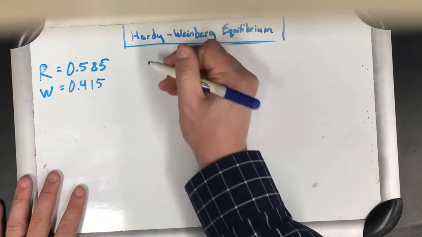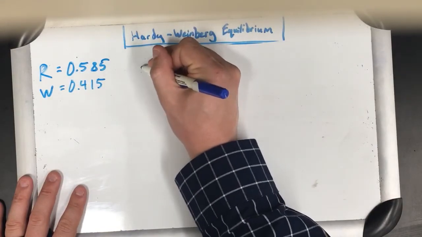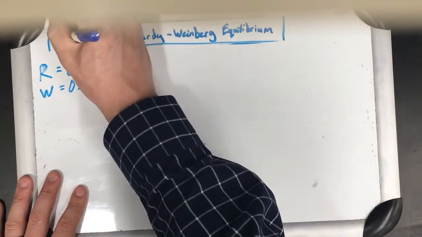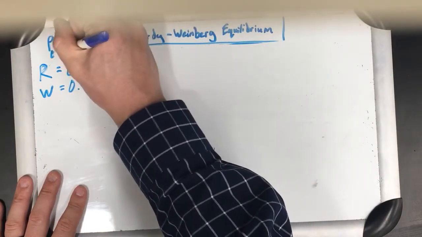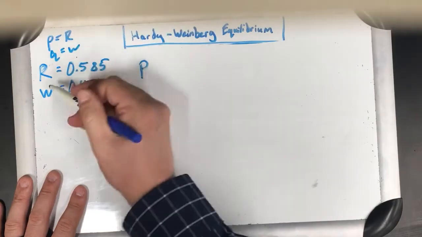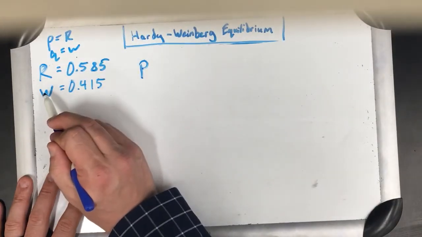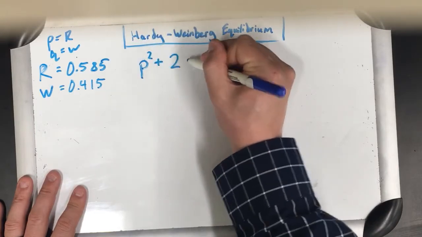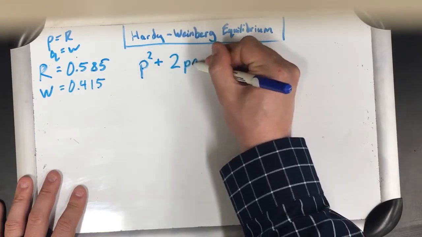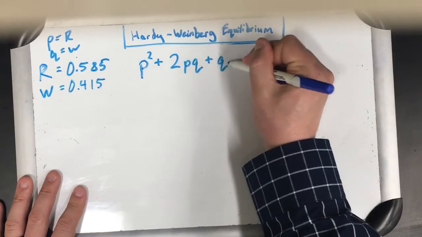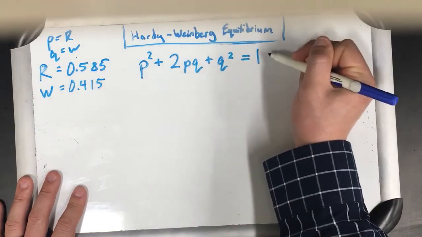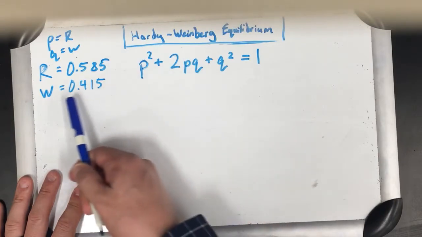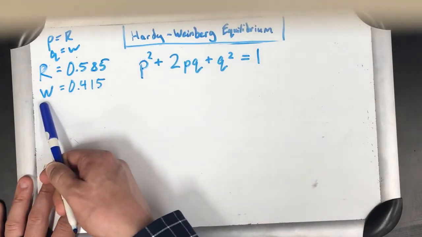So let's compare these numbers here. Over here, you'll see this equation written like this. In this case, let's say P equals R, Q equals W, because remember, the alleles are going to change, but the equation itself is always going to be written like this: P squared plus 2PQ plus Q squared equals 1. These are the expected genotypes using this information.